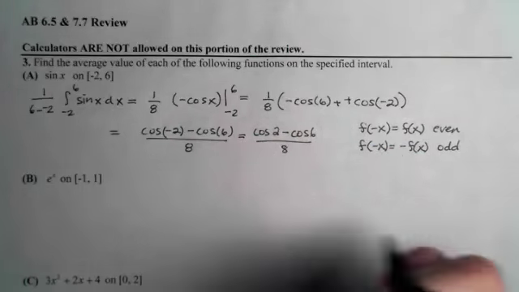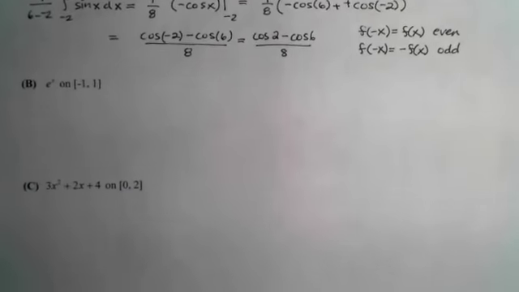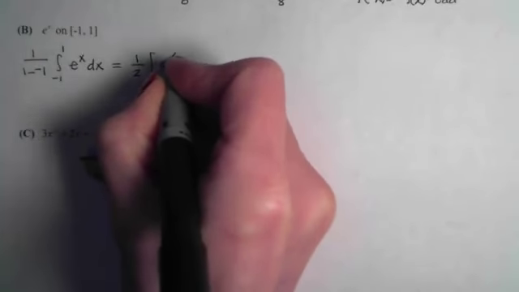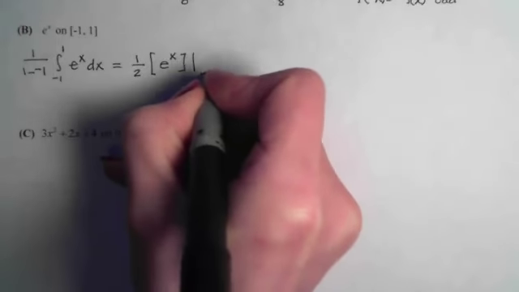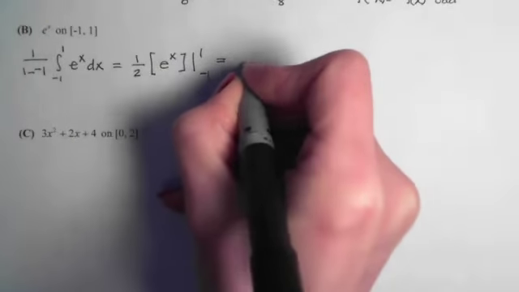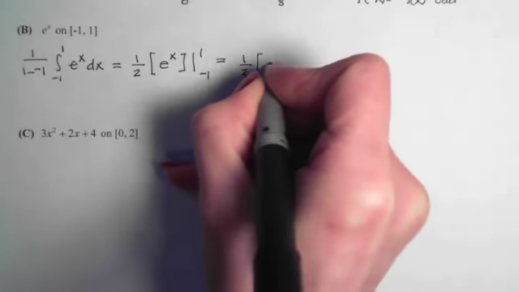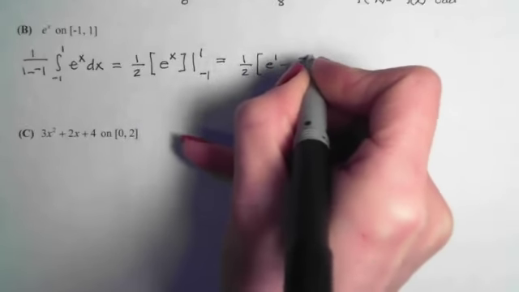If we look at part B, we're involving exponentials. So we need to be able to work with exponentials. So I'd have a 1 over b minus a times the integral from -1 to 1 of e to the x with respect to x. Answer the question. What did I take the derivative of with respect to x that gave me e to the x? Well, that's just e to the x. And then I need to evaluate from -1 to 1. So I'll have a 1/2 e to the 1 minus e to the -1.